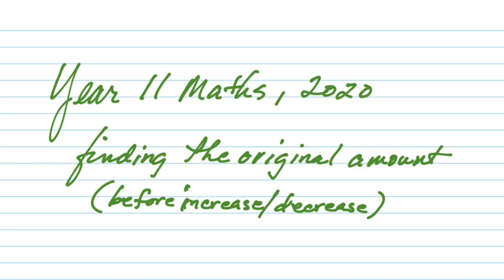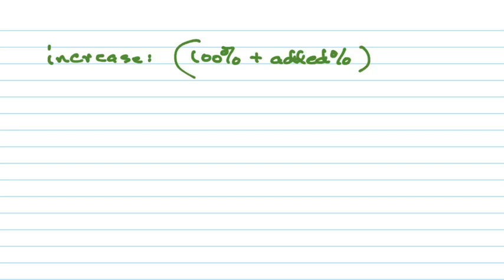Okay? So, we are going to refresh just for those of you who went camping. Remember, when you're finding increase, you take 100% plus the added percent, right? And then you multiply that times your original number to get the new number.